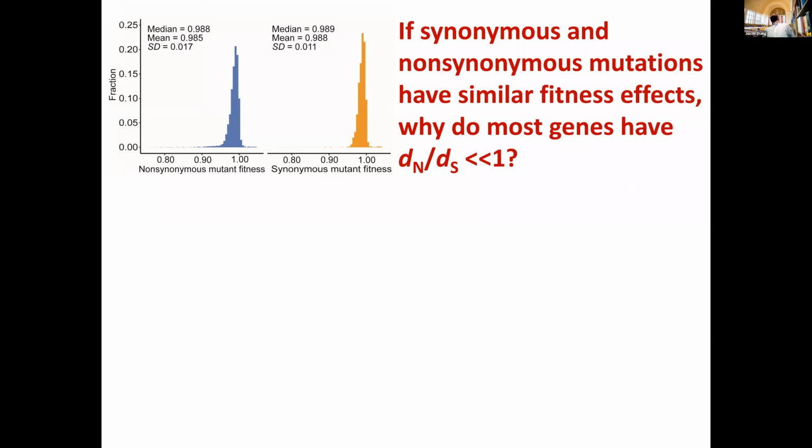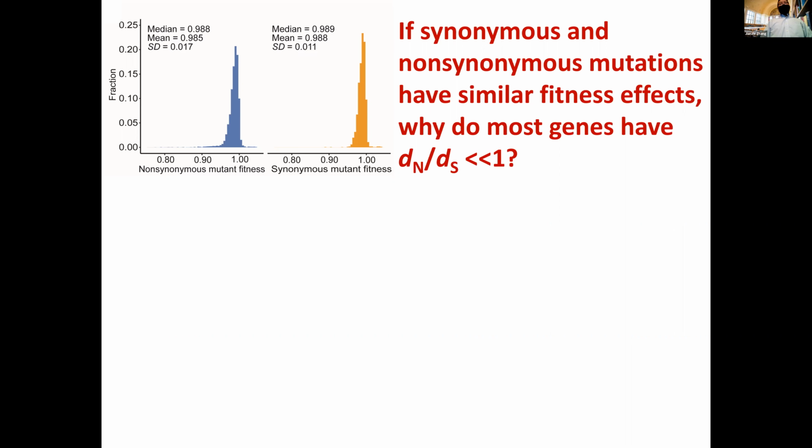Okay, so we're facing this difficult question. The non-synonymous and synonymous mutants show similar distribution of fitness effect. Yet when you compare different species, you calculate the non-synonymous substitution rate and synonymous substitution rate. This dN to dS ratio is usually much lower than 1 for the vast majority of genes in the genome. If they have similar fitness effects, why is the ratio significantly lower than 1?